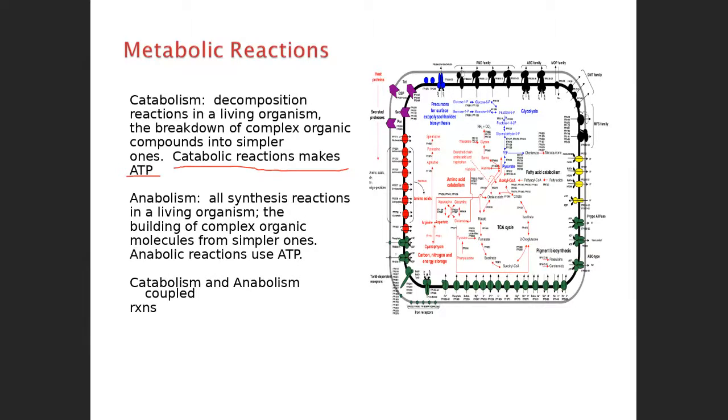Okay? Anabolic reactions are very important also. Right? Anabolic reactions take small molecules and make bigger ones, right? So they take a bunch of glucose and make glycogen. We store glycogen. And in the process of doing that, they have to use energy, right? So both of these reactions are coupled. You got to have both of them in order for the cell to survive, right?